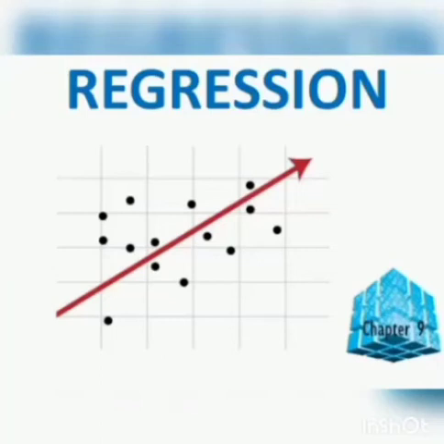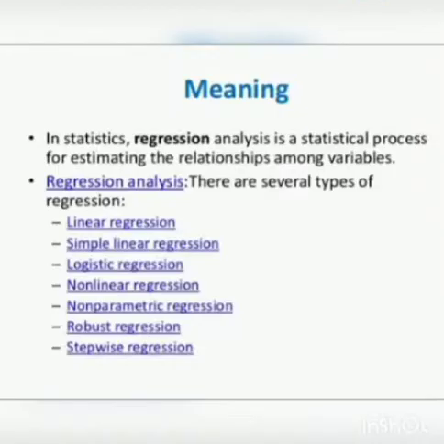In this video, we are learning regression lines and one example of regression line and coefficient of correlation. The meaning of regression analysis is a statistical process for estimating the relationship among the variables. The types of regression analysis are linear regression, simple linear regression, logistic regression, nonlinear regression, non-parametric regression, robust regression, stepwise regression.